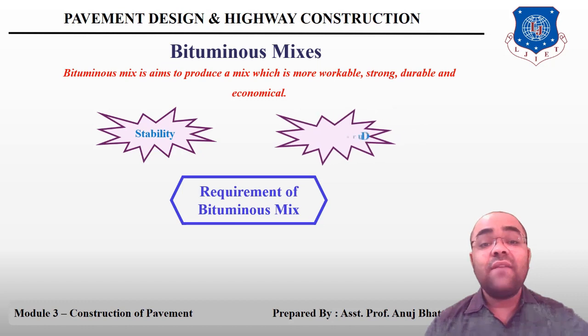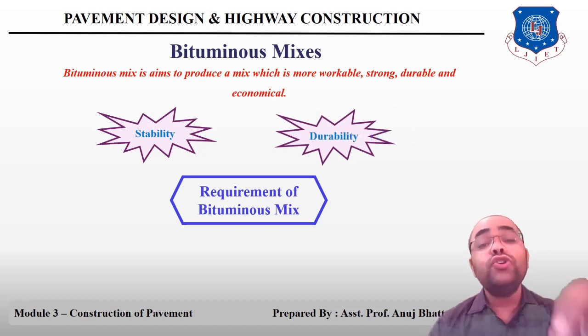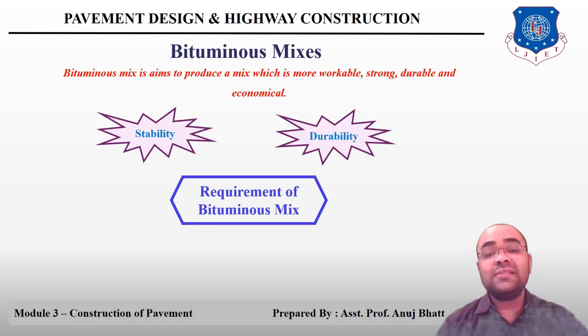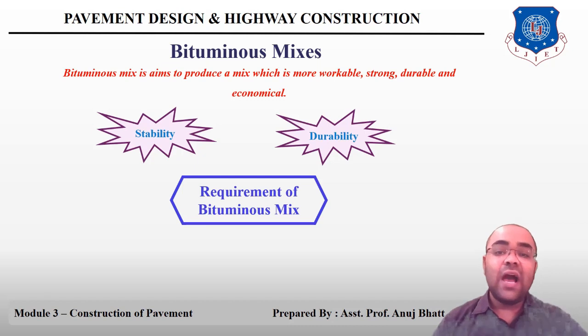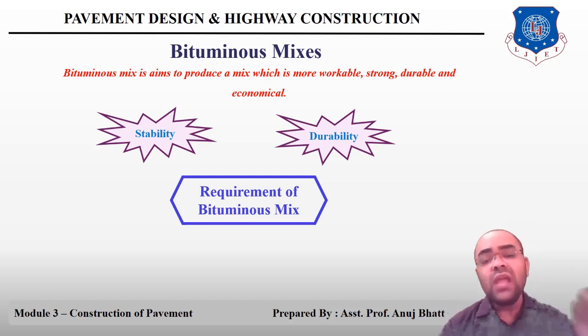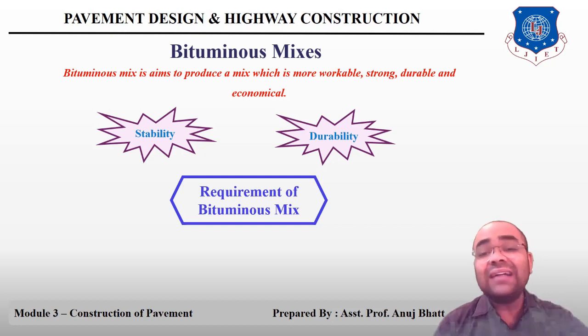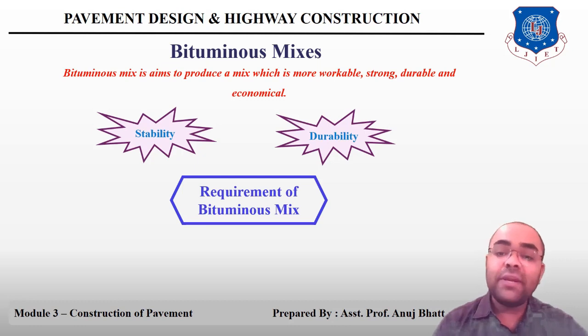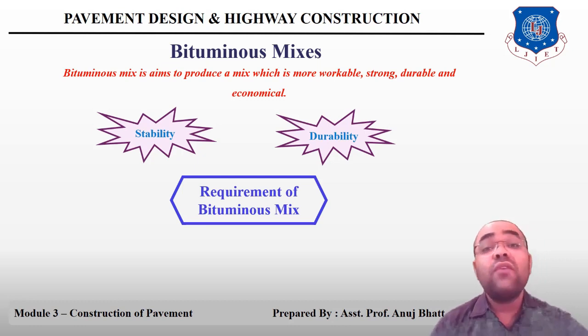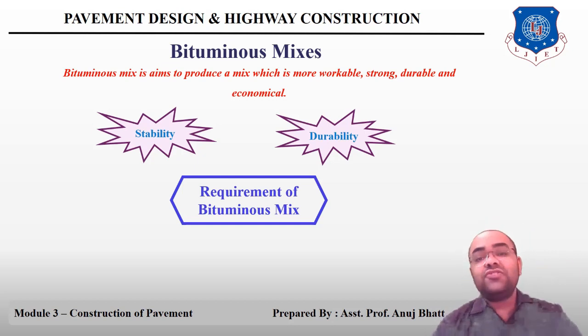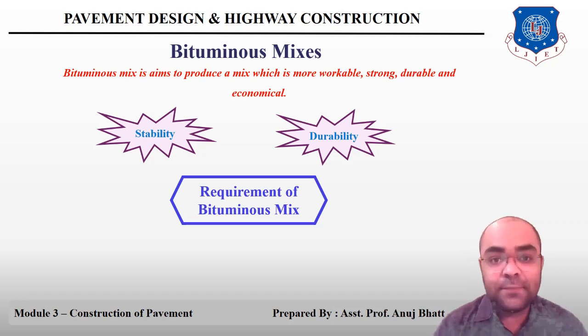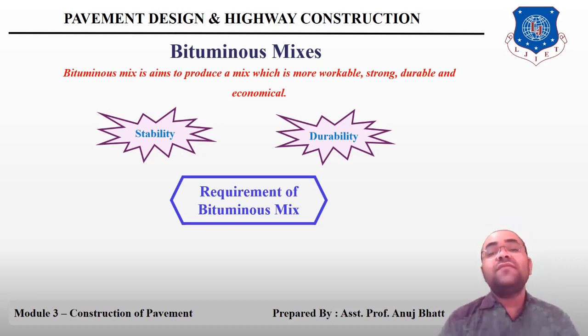Now the next is durability. Durability is defined as the resistance of the mix against weathering and abrasive actions. Weathering causes hardening due to the loss of volatiles in the bitumen, and abrasion is due to wheel loads which cause tensile strains. Typical examples would be potholes, deterioration of pavements, and stripping.